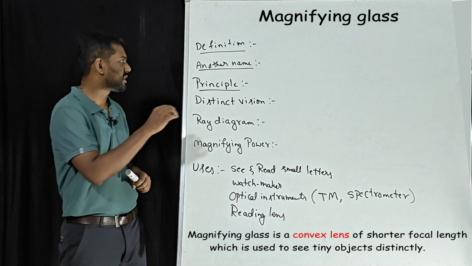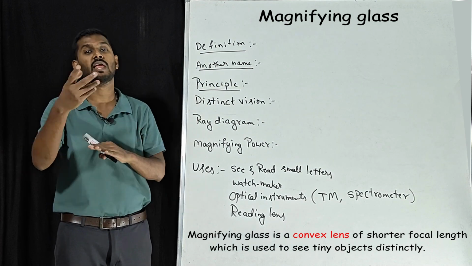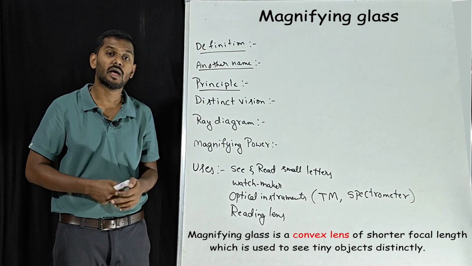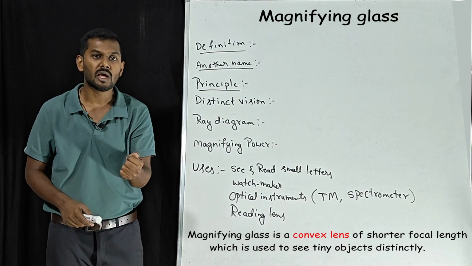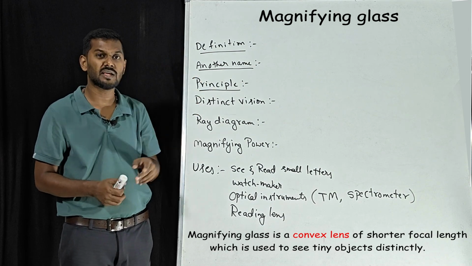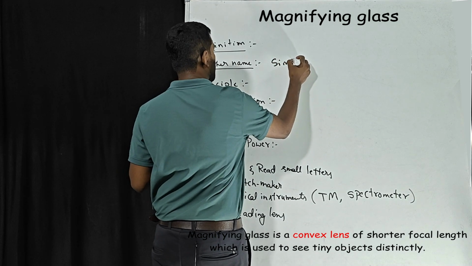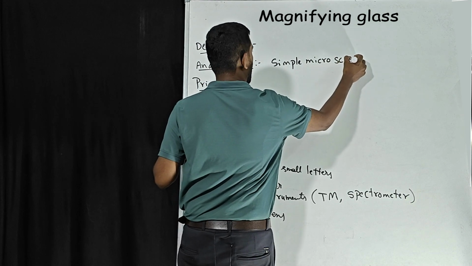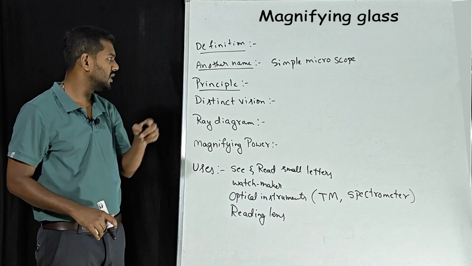Keep that in mind. Next, another name. This is very important because a question can be asked in any name, correct? Magnifying glass we know. What if they use another name? That is nothing but simple microscope. Simple microscope means magnifying glass. Keep this in mind. They can use magnifying glass or simple microscope, any word, so you have to be ready with both the words.